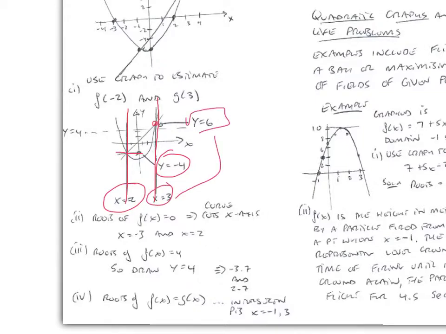Now, find the roots of f of x equals 0. Well, that's where the curve cuts the x-axis. So you just note this point and that point: x equals minus 3, x equals 2.